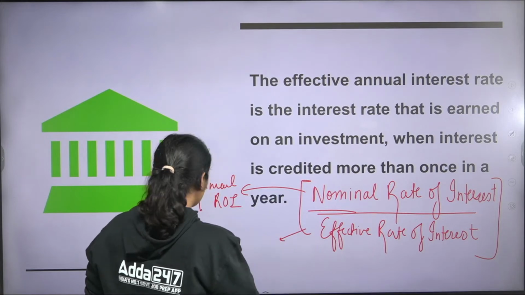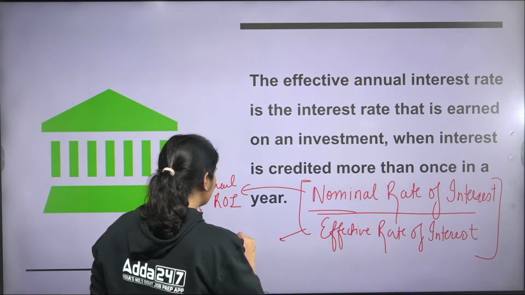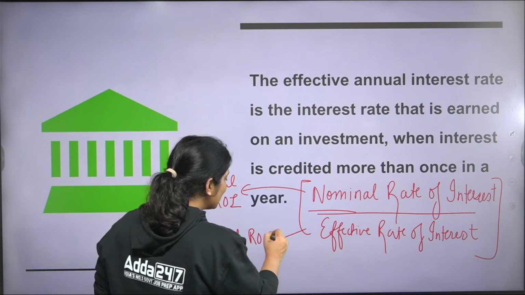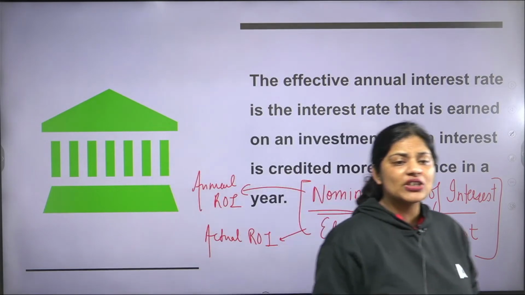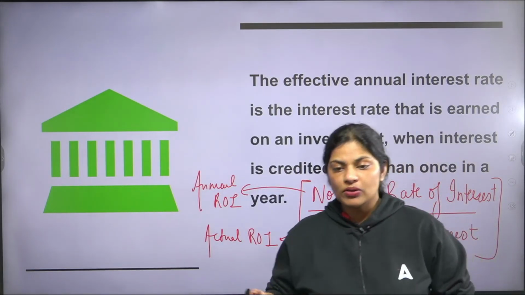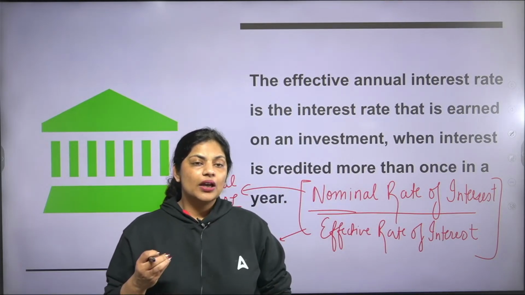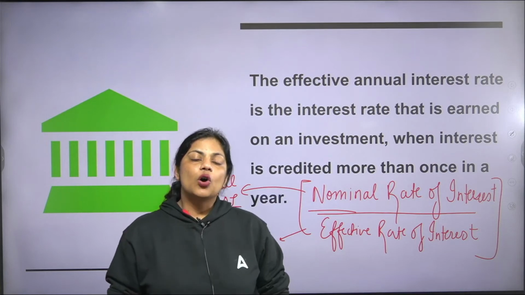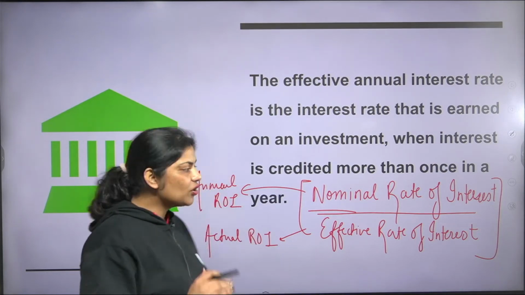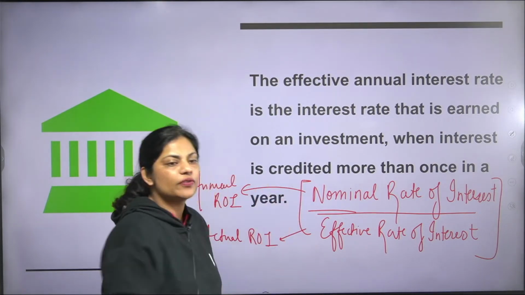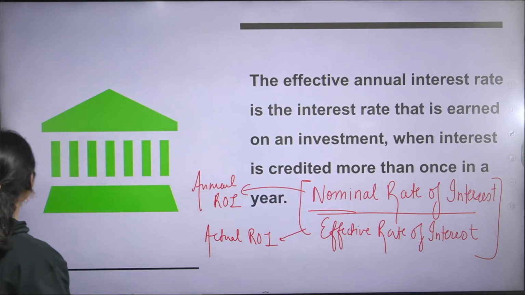And effective rate of interest is the actual rate of interest that will be provided to you in case there is change in the compounding. So if compounding is done half yearly or quarterly instead of annually, then your nominal rate of interest and effective rate of interest will differ. Let us understand this concept.